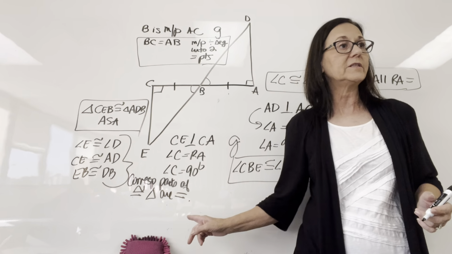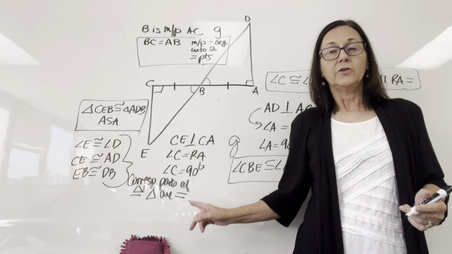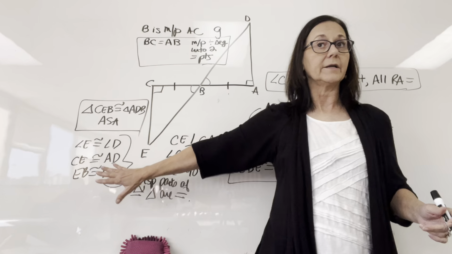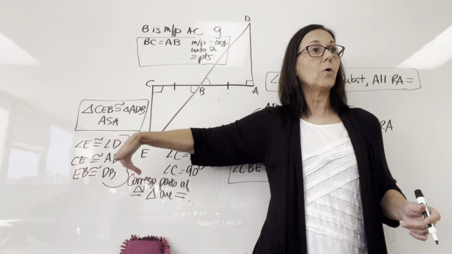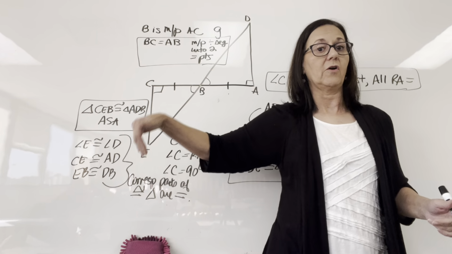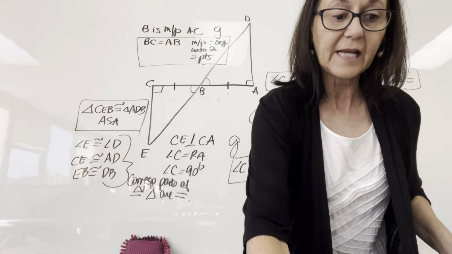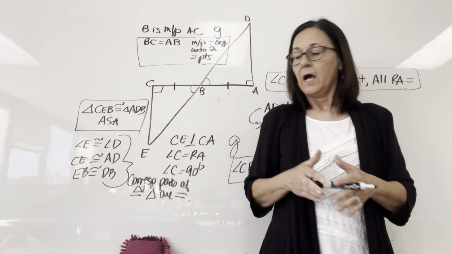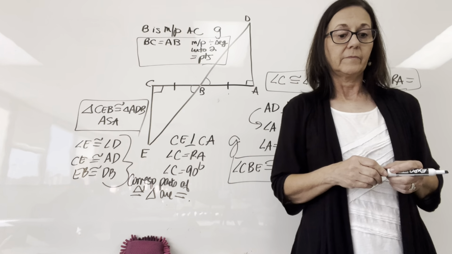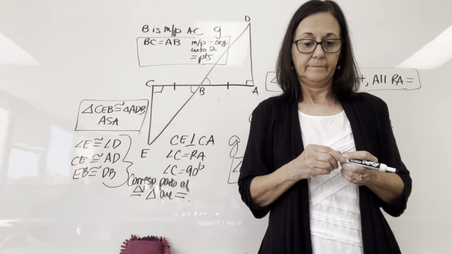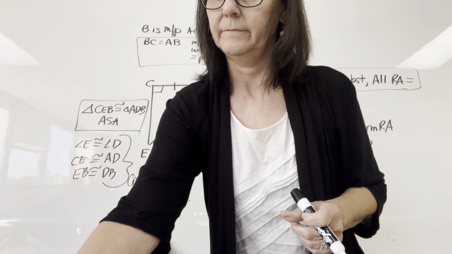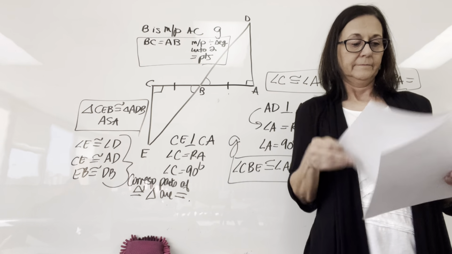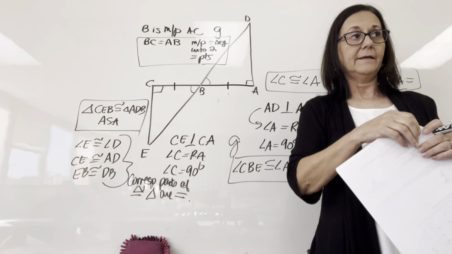That's always going to be your reason. Once I have congruence, I can say any other part is equal because corresponding parts of congruent triangles are equal. That's the statement on page 152. Corresponding parts of congruent triangles are equal. All right, does that make sense?